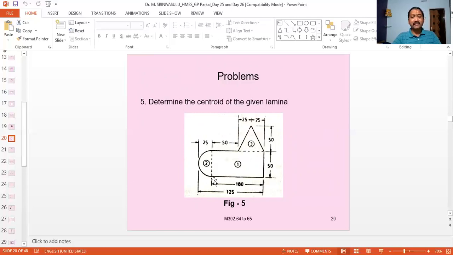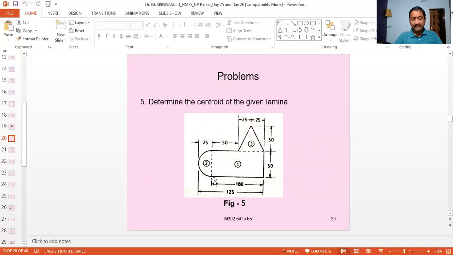Here coming to the figure, at the left edge it is having a semi-circular shape, and to the right top corner it has got an equilateral triangle, and the remaining part is a rectangle. So if we divide the given figure, we get three standard figures. They are rectangle, semicircle and triangle.